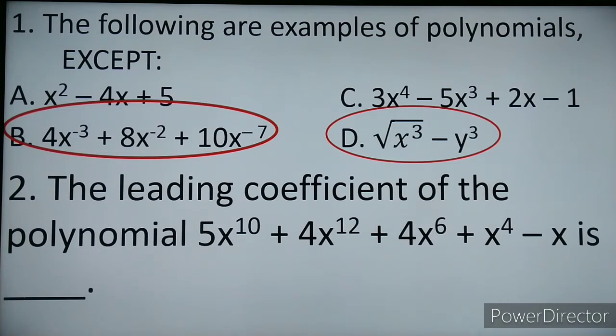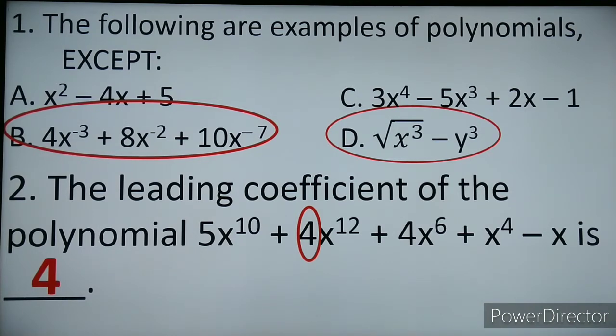Your answer is, okay, so we have now 4. Since 4 is the numerical coefficient of the degree 12. So the correct answer is 4.